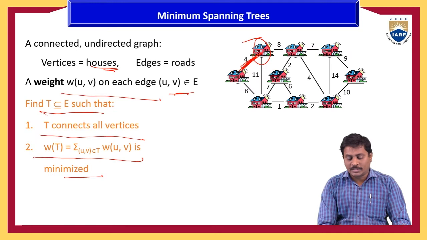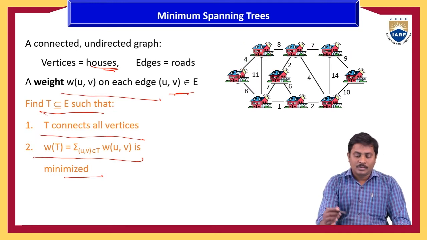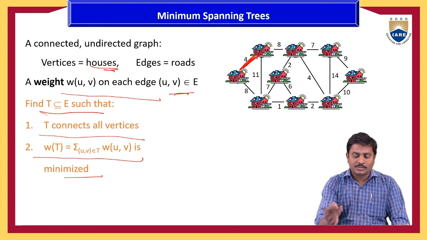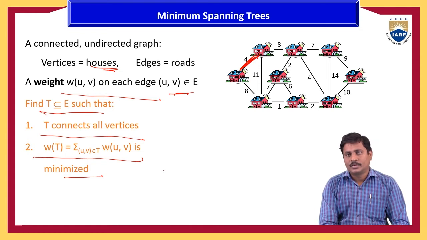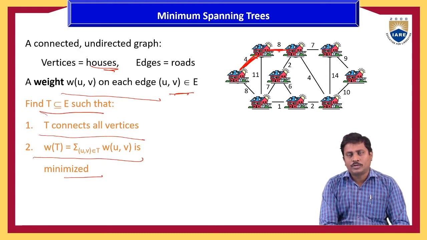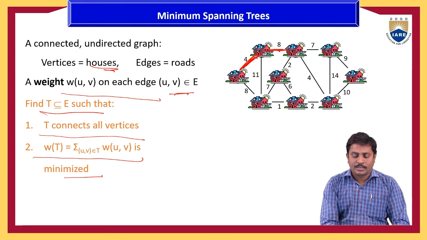Now, how to minimize? Here this house connects with this house and also this house and this house. Among these, this is the minimum cost value, so connect this one. Next, this house connects with this house and also this house. This is the minimum cost value. We choose this one. This road we want to repair.